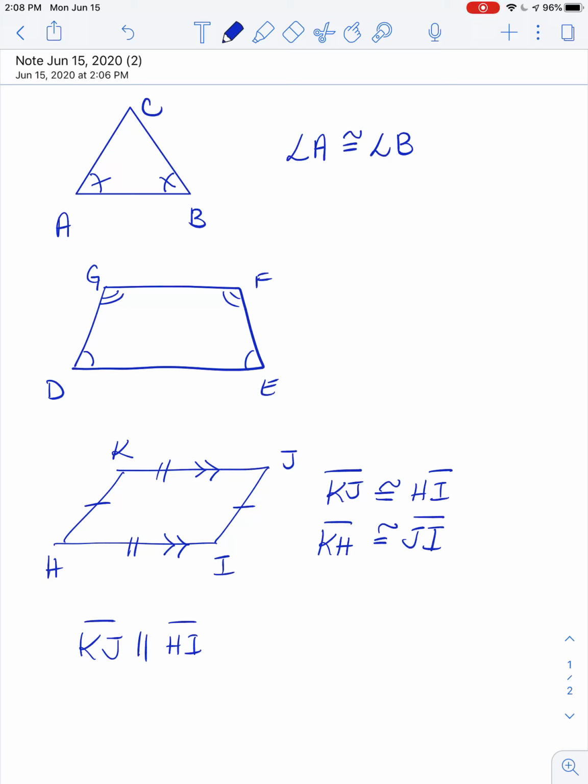I also want to tell you that KH and JI are parallel, so maybe I'll use a single set of arrows on here, indicating that those two segments are parallel. Now, some books have arrows drawn as I've drawn them here. Some actually take the time to fill in the rest of the arrow, so it looks a little more like maybe an arrow does. But in any case, those are some of the symbolisms and notations that are used in our congruent triangles chapter.